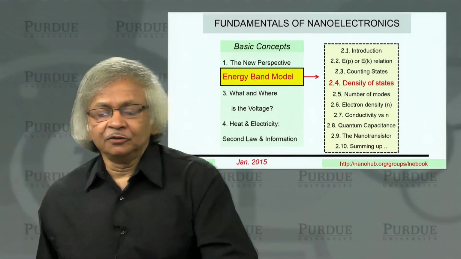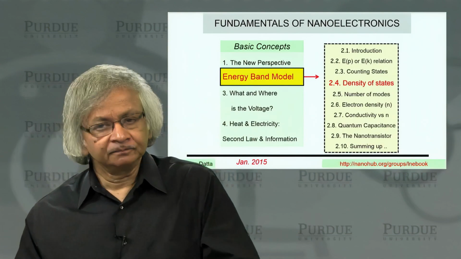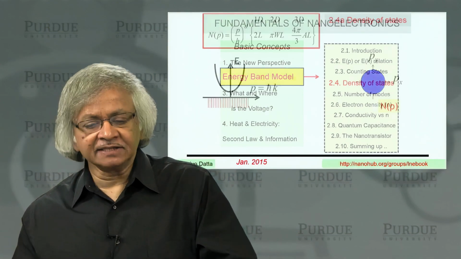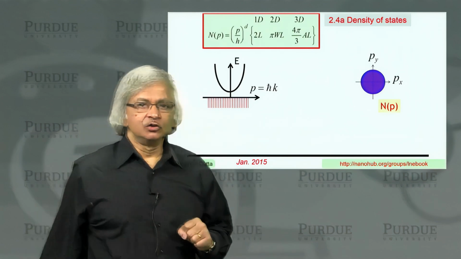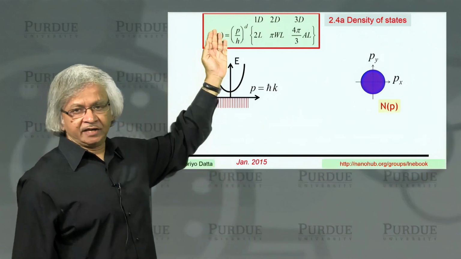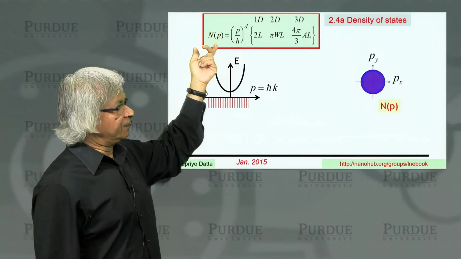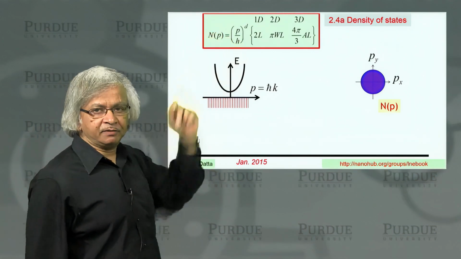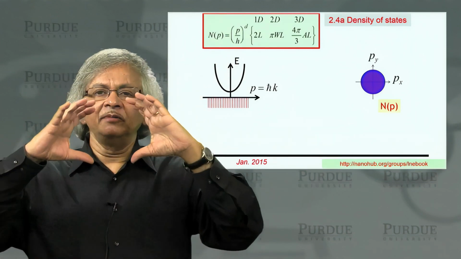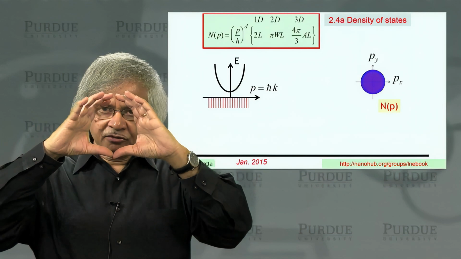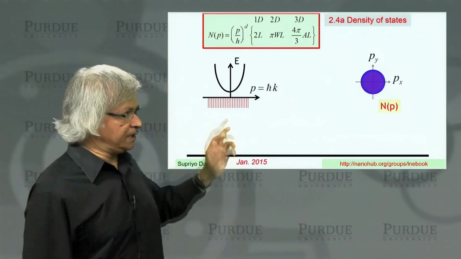Welcome back to Unit 2 of our course, and this is Lecture 4. Now what we did in the last lecture is we discussed this rule for counting states, using this periodic boundary condition, and obtained this function called n of p. What does n of p represent? Well, it tells you how many states are allowed which have a momentum less than p.